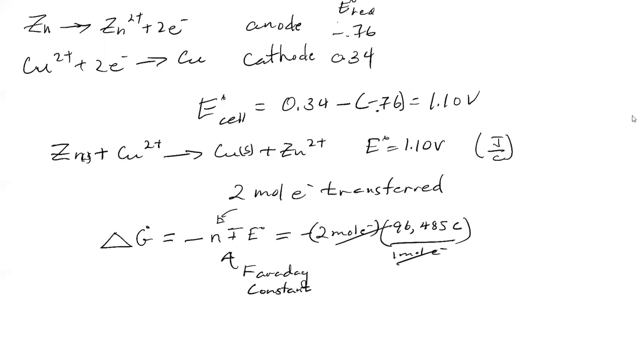So those are going to cancel. And then that's times 1.10 volts, which is joules per coulomb. Okay, so I'm going to write it that way. That's a volt. So the coulombs cancel, and I'm left with joules. And when I do that calculation, I come out with minus 212,000 joules, or minus 212 kilojoules. So that would be delta G for that reaction, gotten from E0.